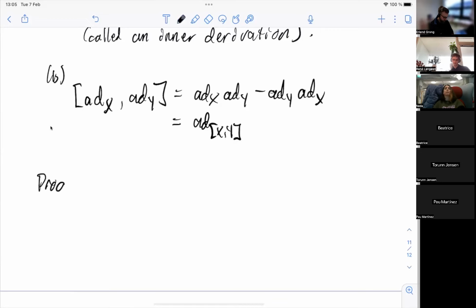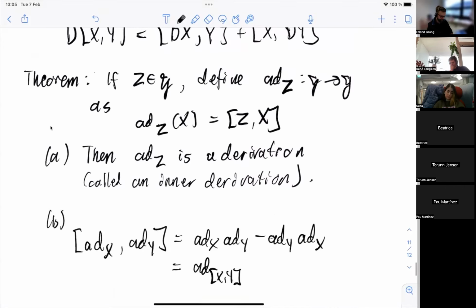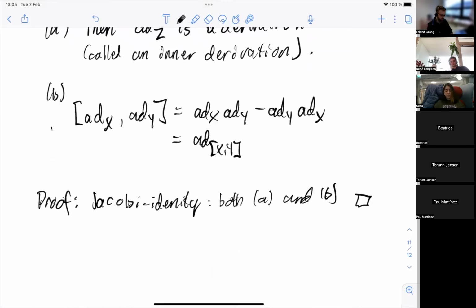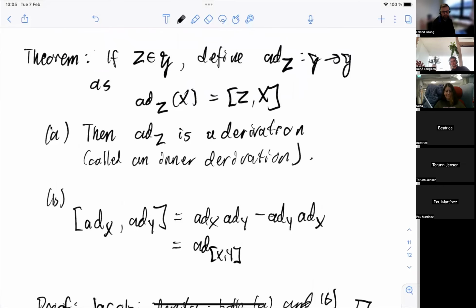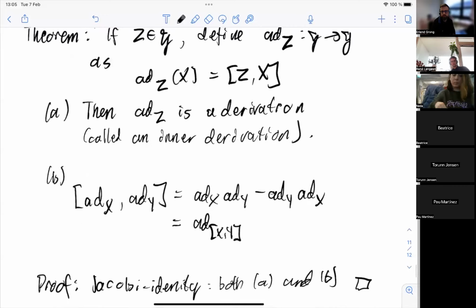So yeah, and the proof is just the Jacobi identity. So both A and B are just restatements of the Jacobi identity. So this is one way we can take advantage of the Jacobi identity, and we get the following result. And because of this, you can see this ad map as being kind of a Lie algebra homomorphism, which we didn't really talk about, from G to the derivations. And yeah, that's the end of the lecture.